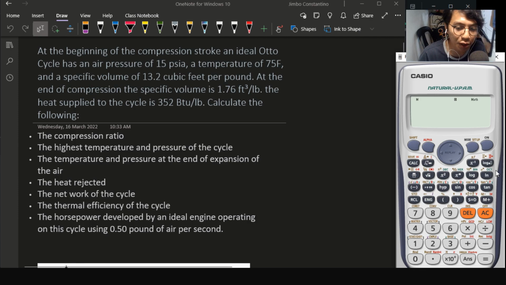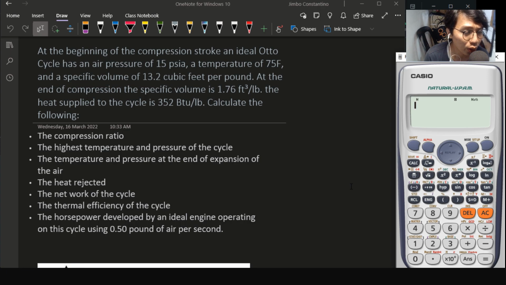Okay, so we are done with the rediscussion nga nung paano iso-solve natin at paano natin gagamitin yung mga idea about Otto Cycle. Ito yung pinakamagandang paraan para ma-apply natin siya. So this is the problem. At the beginning of the compression stroke, an ideal Otto cycle has an air pressure of 15 psia, a temperature of 75 degrees Fahrenheit, and a specific volume of 13.2 cubic feet per pound.